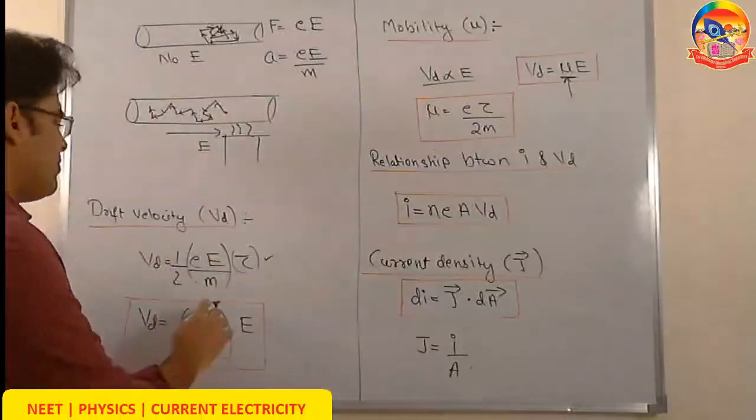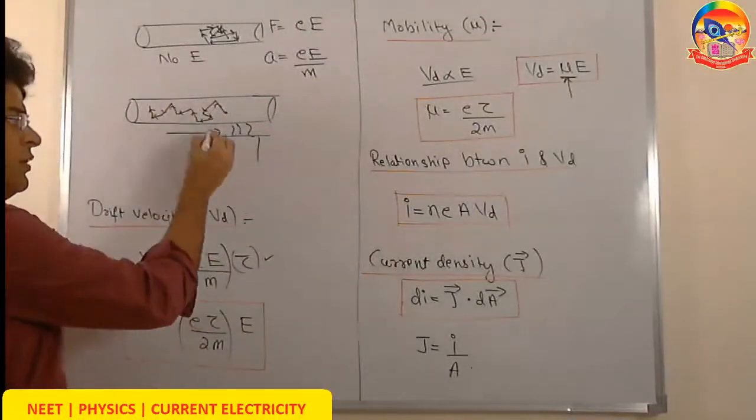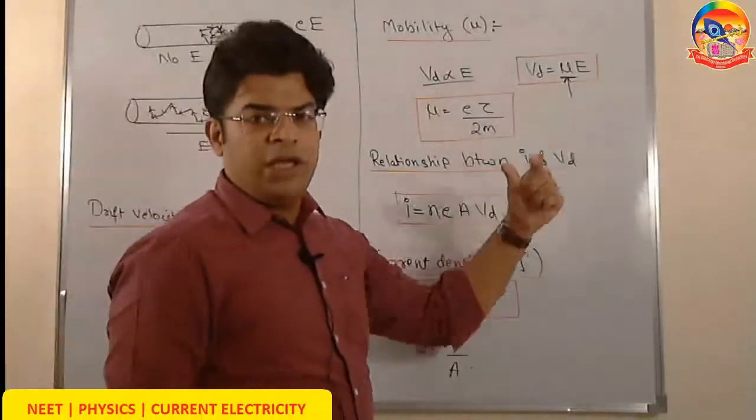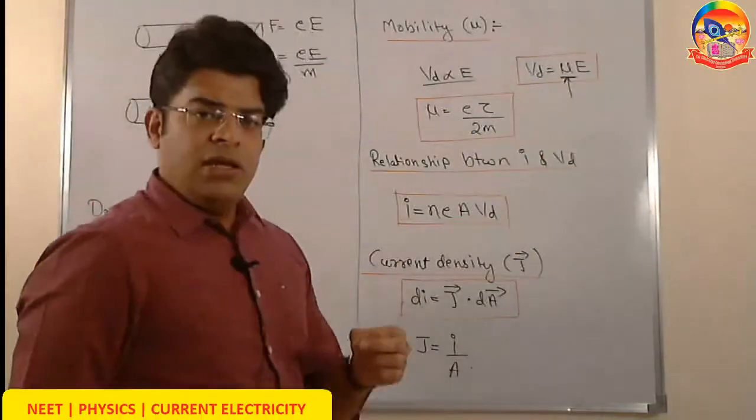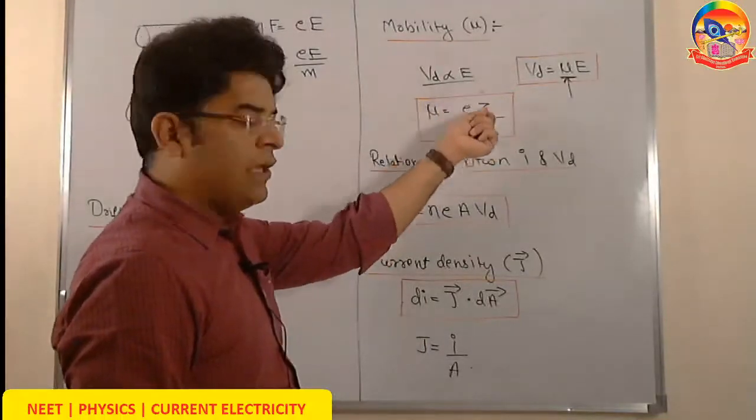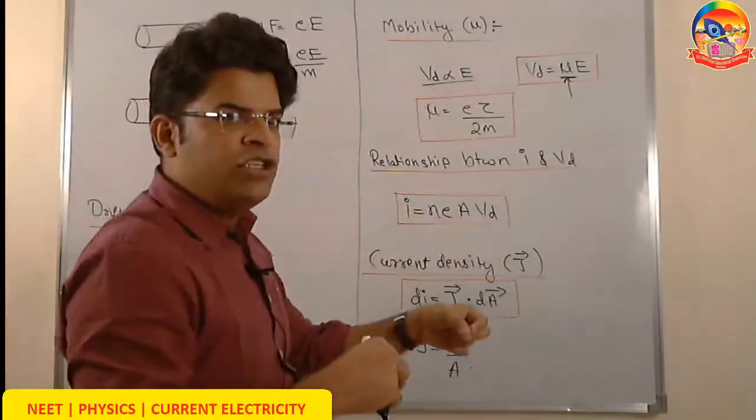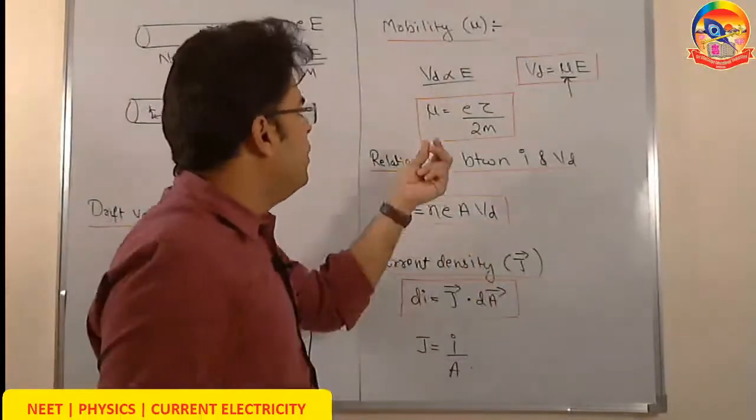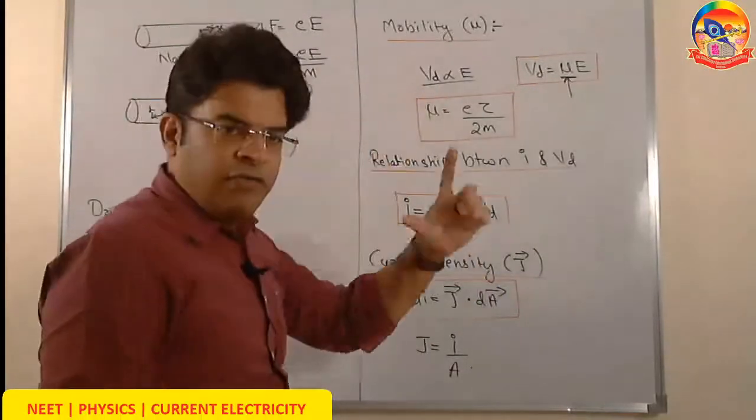So for the same applied electric field, in the case of a heated conductor, the drift velocity will be lower. So remember that in a conductor on heating, relaxation time decreases, the time between two successive collisions decreases, because now more collisions take place per unit time. So the mobility decreases, so the drift velocity decreases.